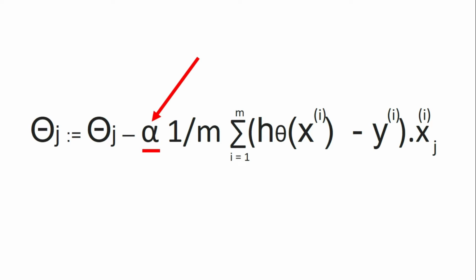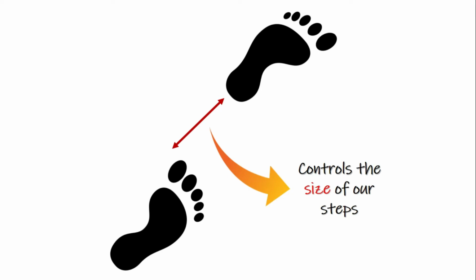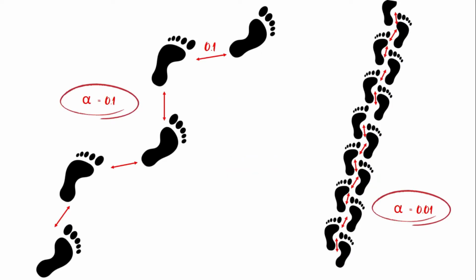Alpha is one of the most important parameters in your model that you have to find an optimal value for. Alpha is our learning rate, and what it does is that it controls the size of our steps to get to the bottom point and minimize our loss. The larger the alpha, the greater our step size. For example, if alpha equals 0.1, then our steps will be larger than when alpha is equal to 0.01. But what will happen if our learning rate is too small or too large?